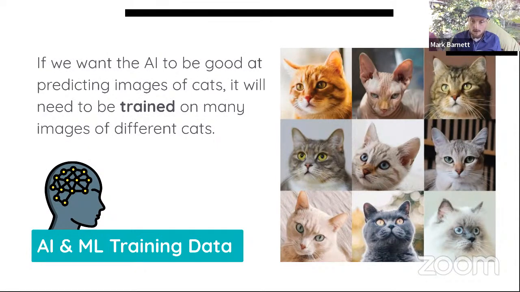Because think about cats, there are so many different colors and shapes in the hair, and they all look similar. We can identify them as cat, but to an AI, they're all very different. So we have to show it lots and lots of examples so that it can start to understand, oh, this is cat. Even this one is cat. Has no hair, but that's still cat.